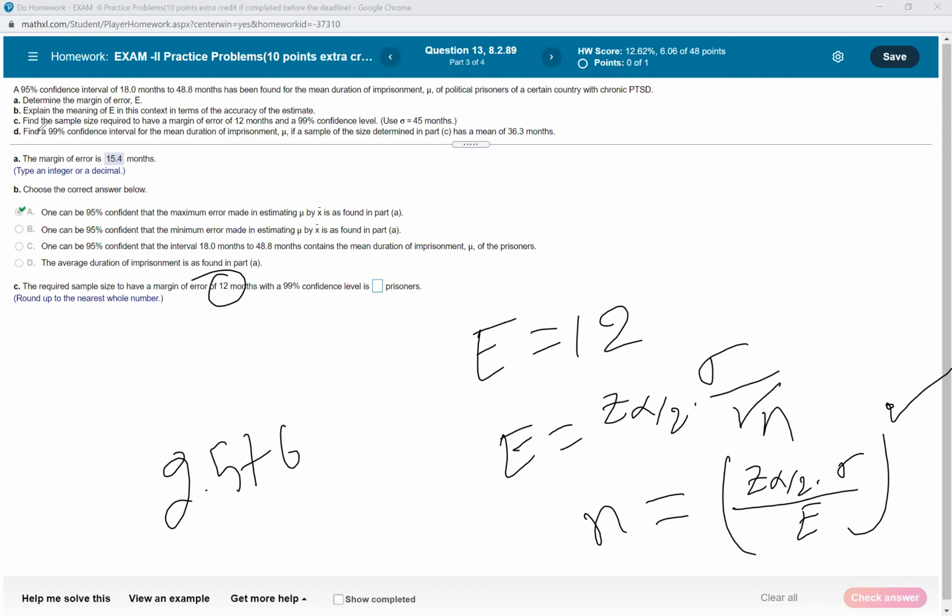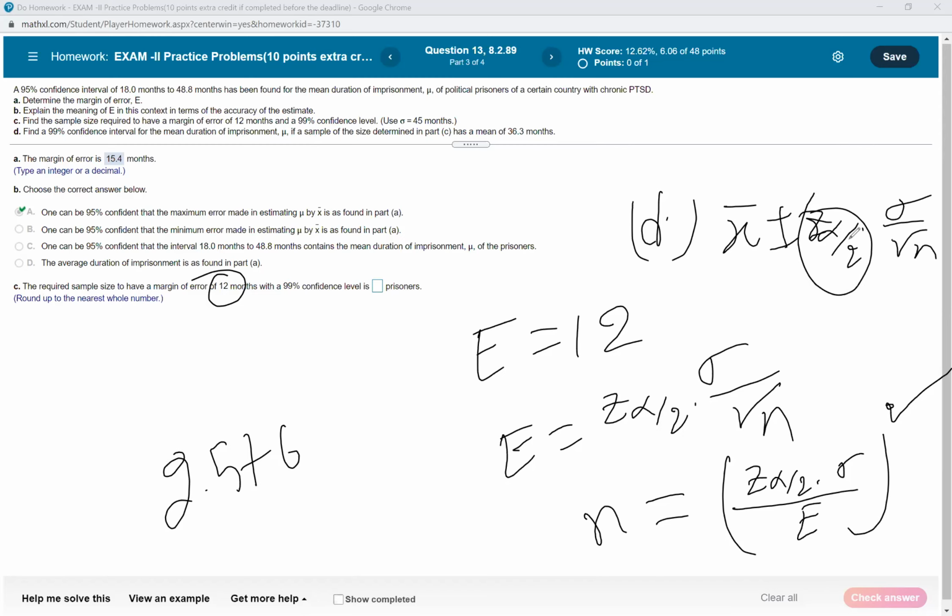Okay, so part D is to find a 99% confidence interval for mu. For part D, you have to find x bar plus minus z alpha over 2 times sigma over square root of n. That means first find the z alpha over 2 and plug in all the numbers here and you will get the confidence interval.